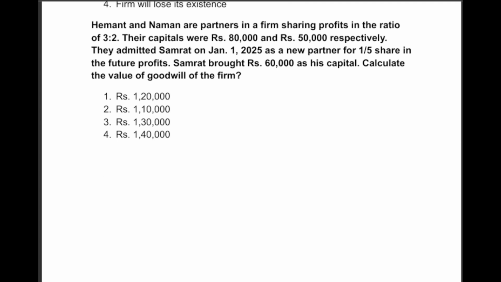Old partners and their capitals are given. Samrat, the new partner, is admitted for a 1/5 share and he brought 60,000 as his capital. We have to calculate the goodwill of the firm. So basically this is a question of hidden goodwill.